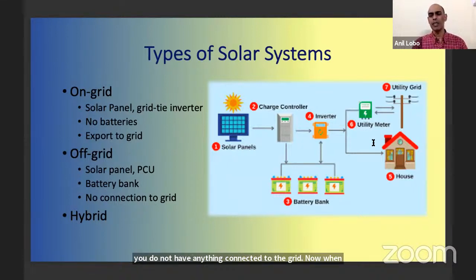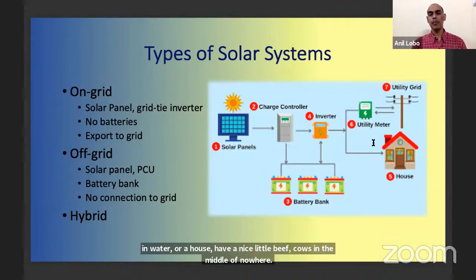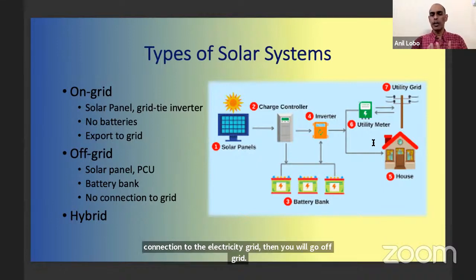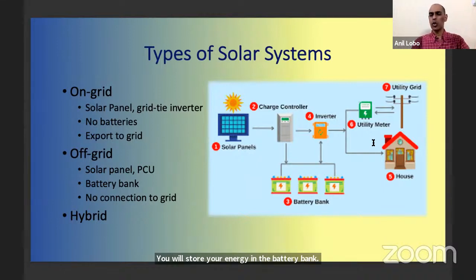Imagine a chalet in Wafra, or a nice little beach house in the middle of nowhere, a chalet on the mountain top, and you do not have connection to the electricity grid, then you'll go off grid. You will store your energy in a battery bank. You will have your solar panels on the roof, a power conditioning unit, a PCU, which combines a charge controller and an inverter. And you do not have a net meter, you do not have a utility meter. Energy that you generate is used in the house.